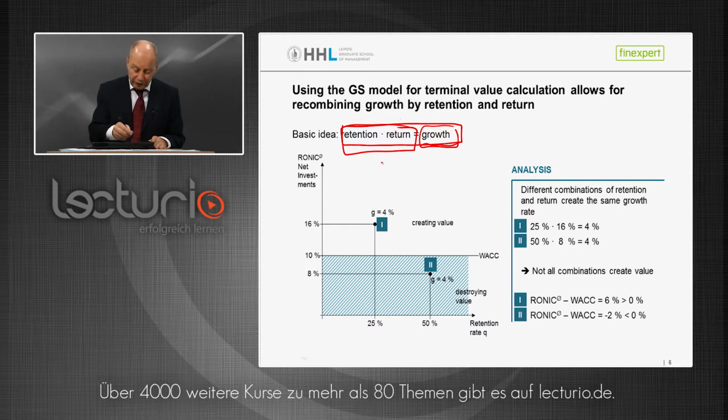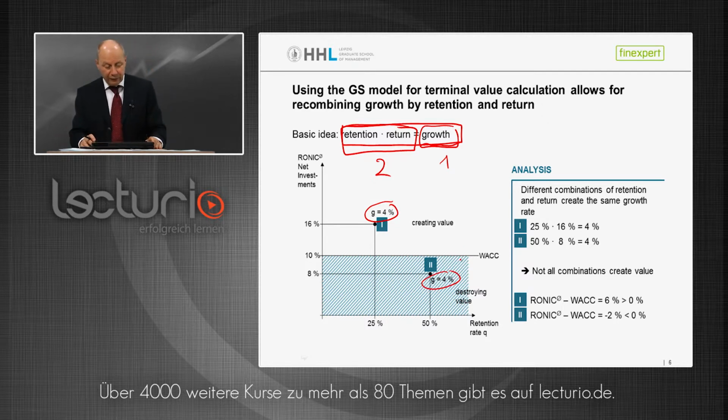That is, we actually have here a two-dimensional problem instead of the one-dimensional discussion that we face quite frequently in practice. Here is an example. So we look at the growth rate of 4%, here and here. And the idea of this graph is that, of course, there are many combinations of retention and return that yield a growth rate of 4%, and not all of these combinations are creating value for the shareholders.